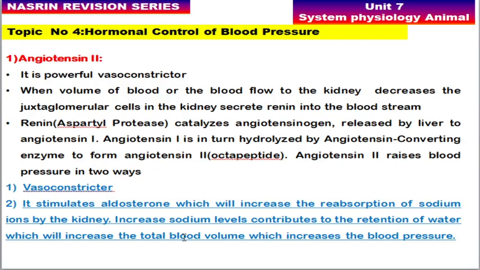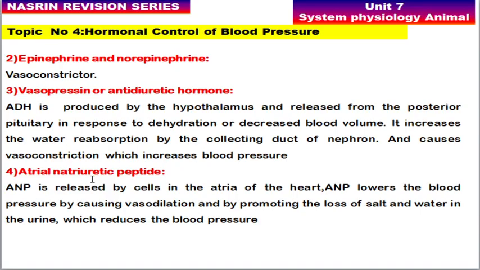As I just said, aldosterone will stimulate the reabsorption of sodium, which will increase the sodium ion level. As a result, the water concentration will increase as a whole, the blood volume will increase, and the blood pressure will ultimately increase. So atrial natriuretic peptide has an opposite effect to angiotensin 2.